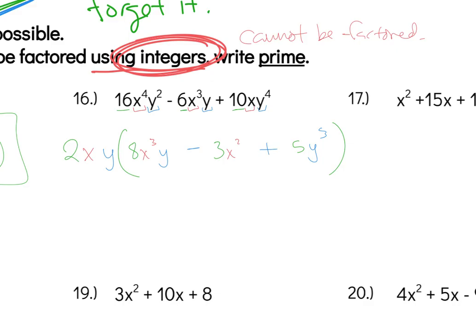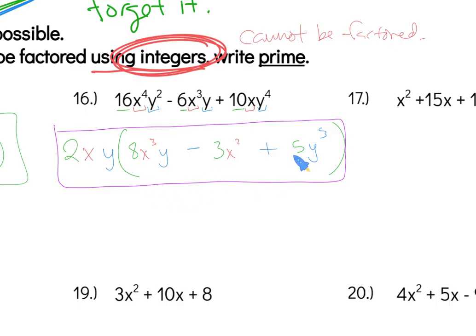Let's see. That is it. We are done. Now, one thing I like when I do color coding things is it kind of gives you a visual of like, look, 8, 3, and 5, pretty conclusive that they don't have anything in common. 3 is prime, 5 is prime, 8 is 2, 2, 2. There's 3 x's here, there's 2 x's here, there are no x's here. There's a y here, there's no y's here, there's 3 y's here. So we're done.